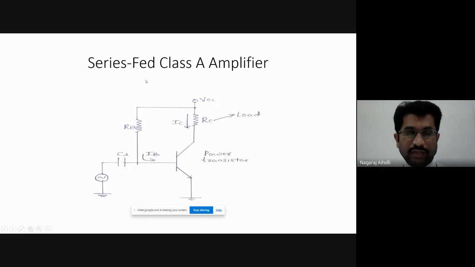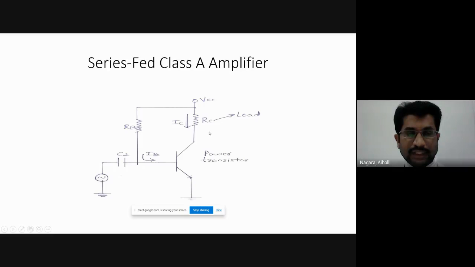Here it is called a series fed or direct fed because the transformer is not used here and the input is applied directly to the base. So it is called as series fed or direct fed class A amplifier. If a transformer is used in the circuit, then it is called as transformer coupled class A amplifier. So this is series fed or direct fed class A amplifier in which the input is applied to the base terminal directly.